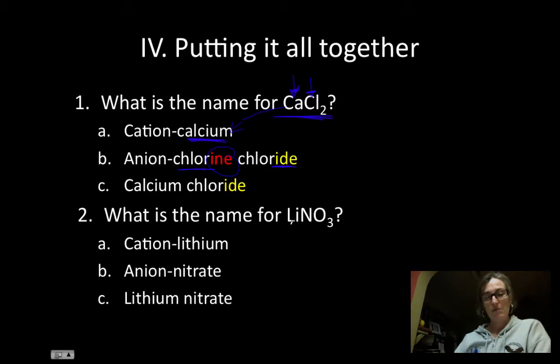Now what's the name for this substance? LiNO3. My cation, I look it up in the periodic table and discover it is lithium. My anion is a polyatomic ion, NO3, so I'm going to just use its name, which is nitrate. And so my substance is called lithium nitrate.